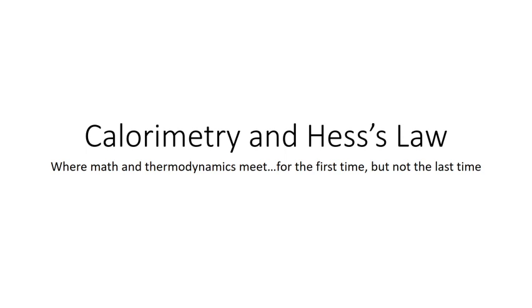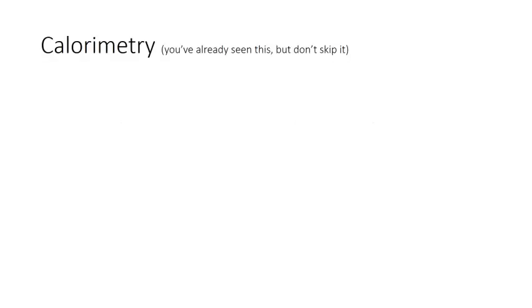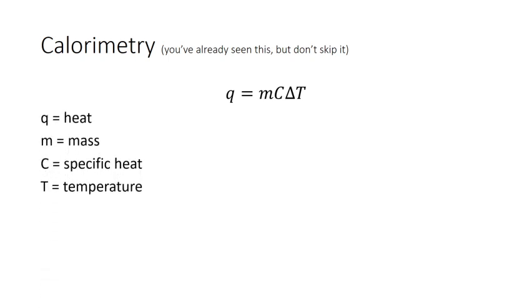Okay, as promised, we are going to get into some math dealing with thermodynamics. So we're going to talk about both calorimetry and Hess's law. So let's start with calorimetry. Now, I know we have talked about this equation before, and the parts of the equation have not changed, right? Q is equal to heat, M is mass, C is specific heat, and T is temperature.